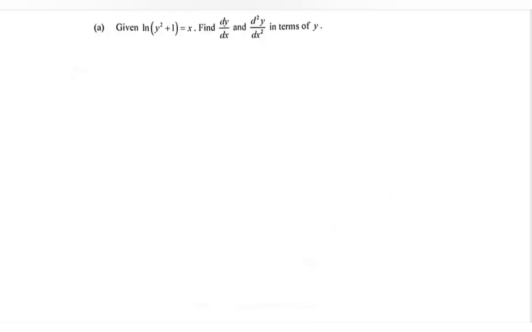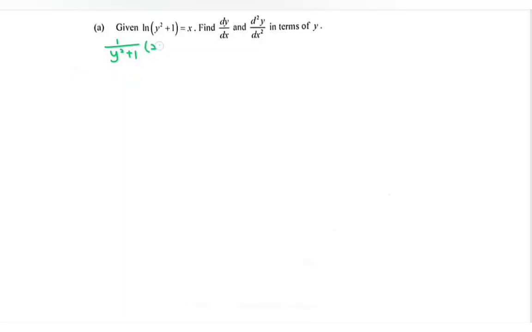Hello everyone, in this video I'm going to discuss an example for differentiation. Kindly refer to the question: given ln(y squared plus 1) equals x, find dy/dx and also the second derivative in terms of y. Referring to the question, we are dealing with dy/dx, so kindly focus on the left hand side. If we differentiate the ln, we will have 1 over y squared plus 1. Next, differentiate the internal function.